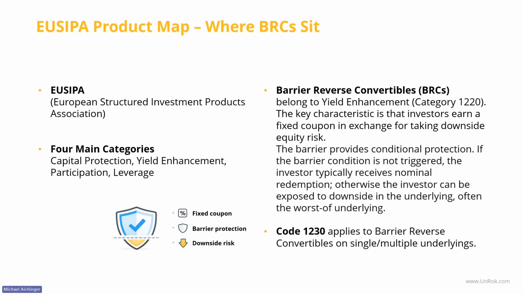And the key characteristic is that investors earn a fixed coupon in exchange for taking some downside equity risk. The barrier provides conditional protection, but if the barrier condition is not triggered, the investor typically receives nominal at par, plus of course the coupons. Otherwise, the investor can be exposed to downside in the underlying, often the worst of a basket of underlyings.